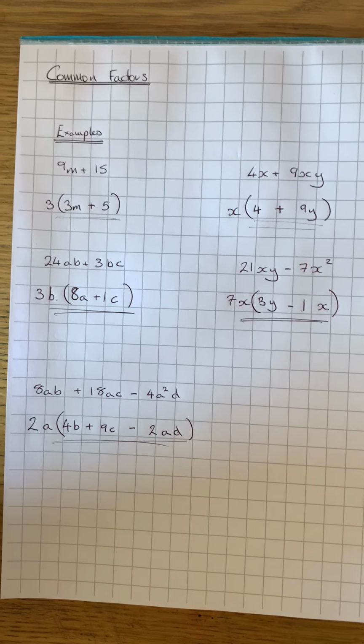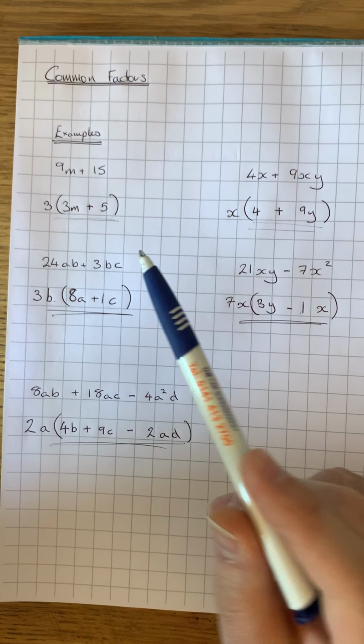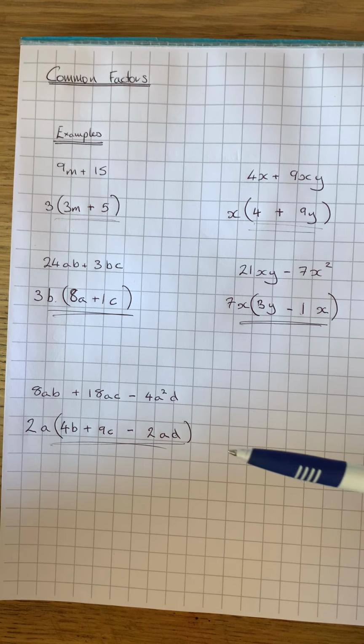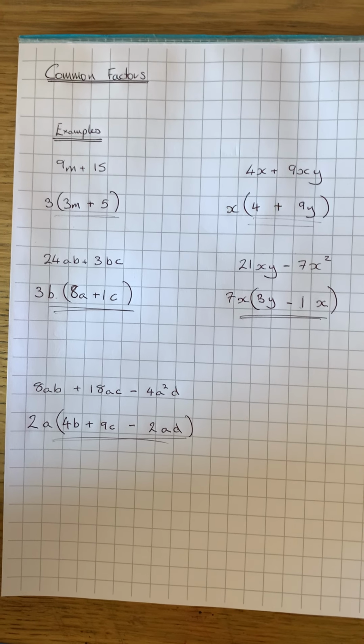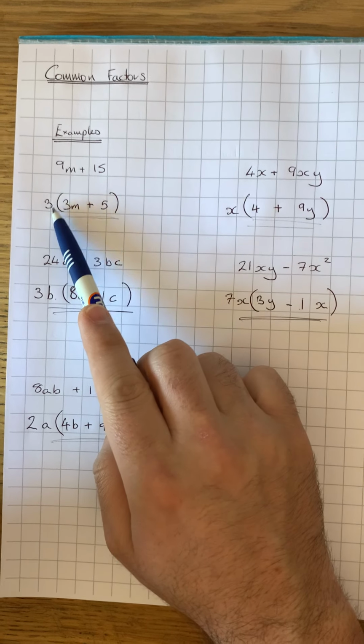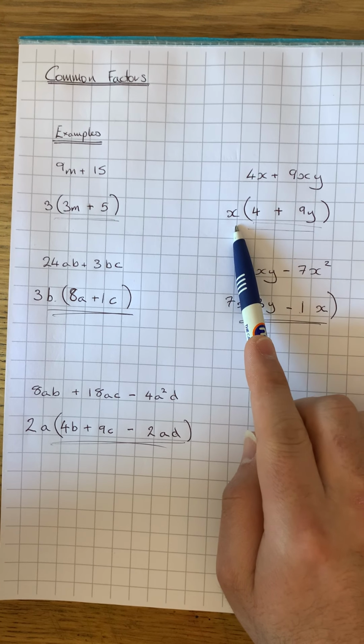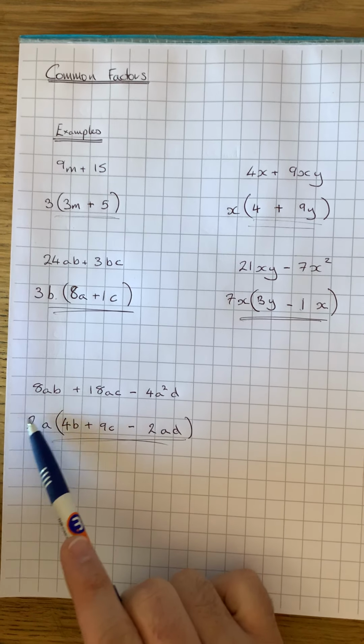So the key here is to look at each element and see what is the largest thing that multiplies to give that. You should be checking numbers and letters as well as mixing both.